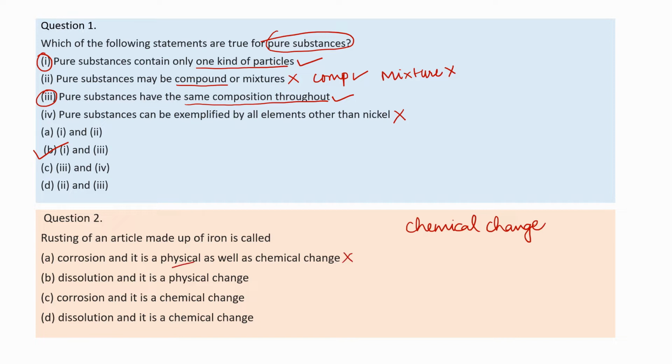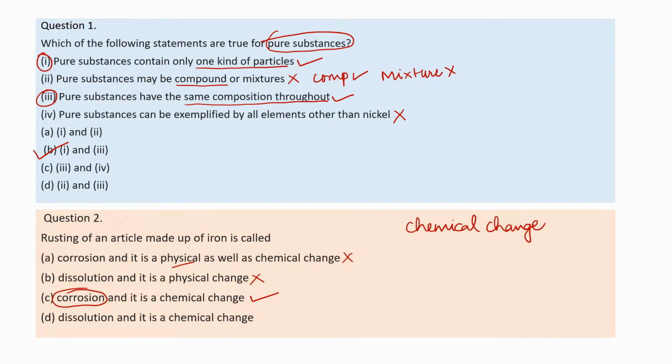Dissolution, and it is a physical change. No, this is also wrong. Corrosion, and it is a chemical change. Correct. The process is named as corrosion. The rusting of iron is known as corrosion. So yes, option C is the correct one.